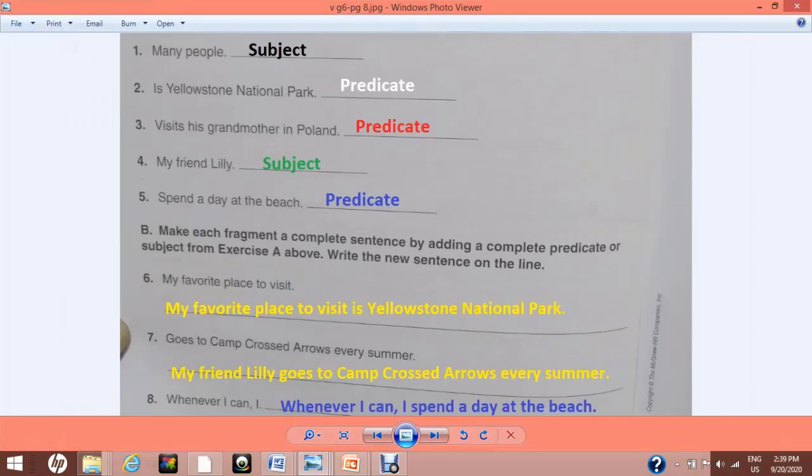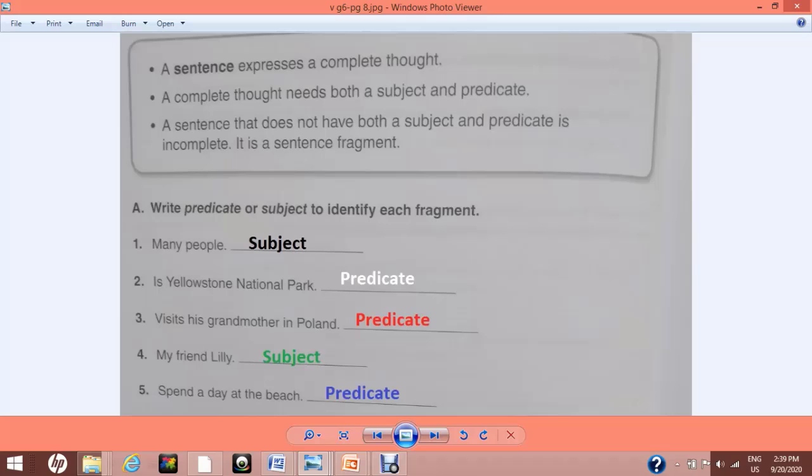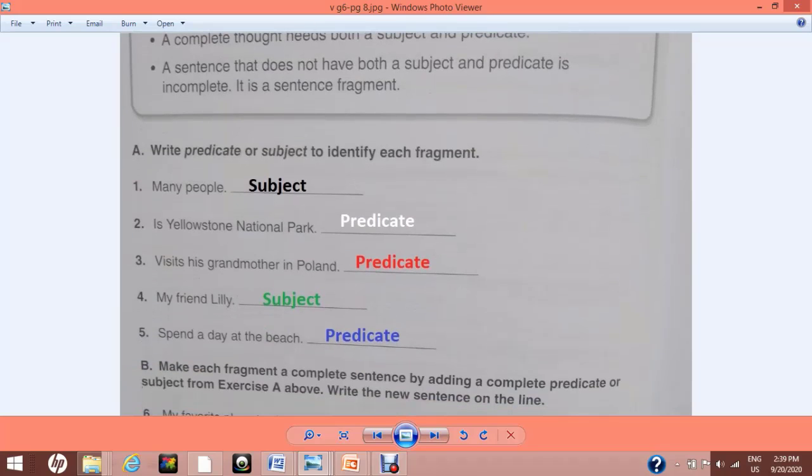This is our page number 8 here. Exercise A on page number 8. Write predicate or subject to identify each fragment. Now, for the first 5 questions on page number 8, there are 5 fragments. So, you are going to name each of the fragments according to their nature. If it is subject, you will write subject. If it is predicate, you will write predicate.